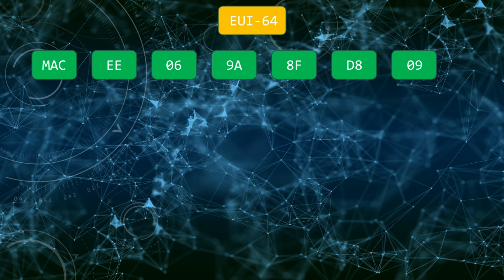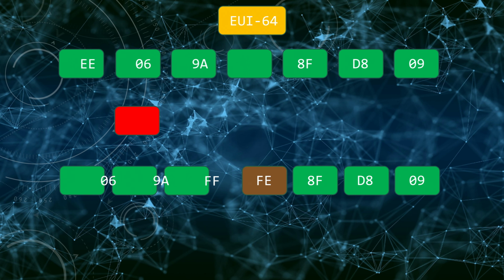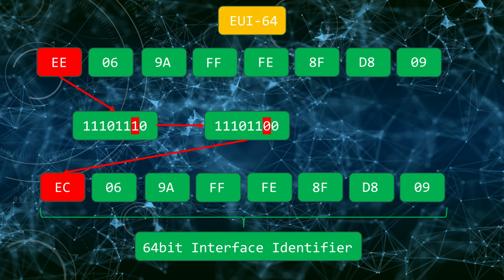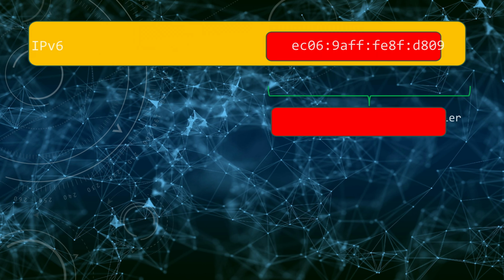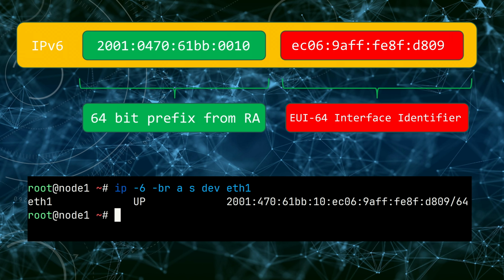MAC address is 48 bits. It will then split it in half and add FFFE in the middle, making it 64 bits. Lastly, it will invert the 7th bit of the address. Here we go. That's the 64-bit interface identifier. This identifier is then combined with the prefix to create the address. If we look at our interface, its address is exactly the same.